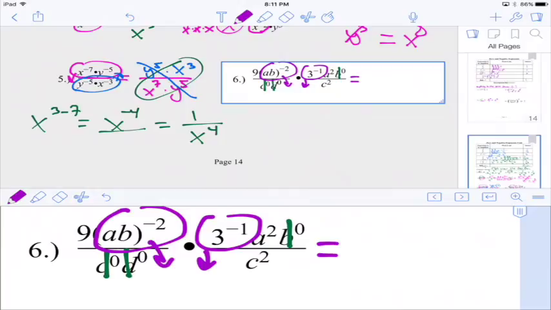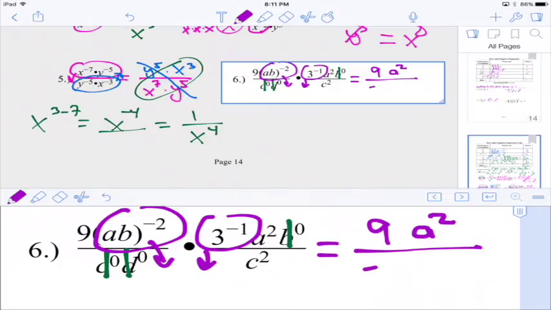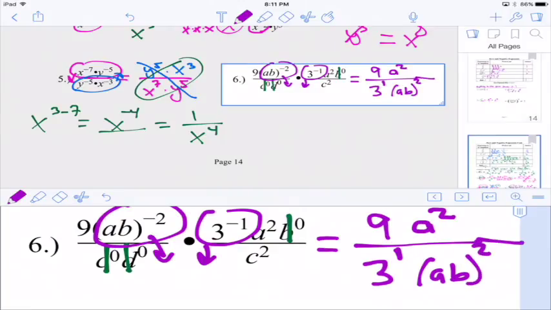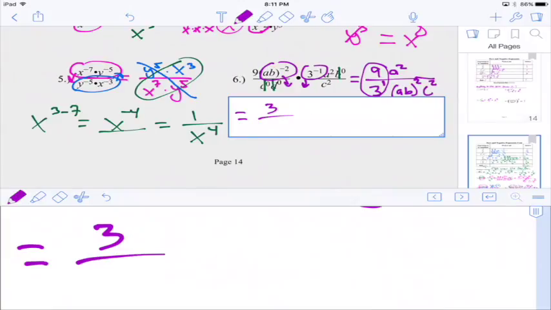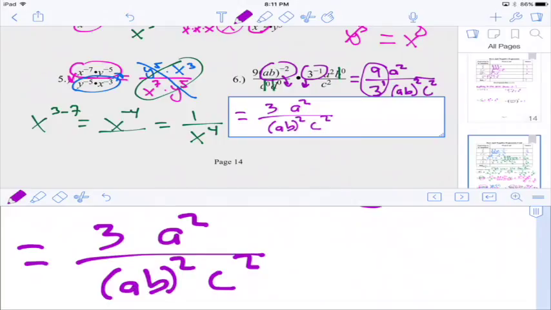So let's clean up. I have 9 still in my numerator, a squared still in my numerator. I don't need to worry about those ones. And down in my denominator, I have 3 to the positive first now, a b to the second, and c squared. Now I could do 9 divided by 3. That's just 3. A squared over a b squared c squared. Well, this is power to a power, so it's a squared b squared.